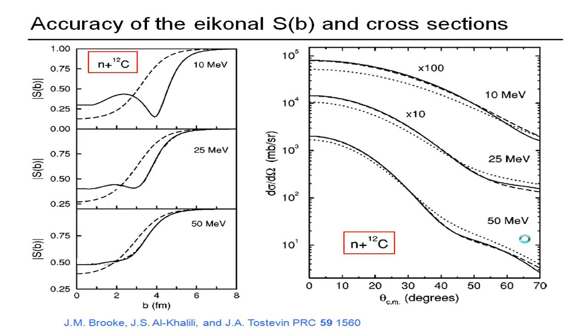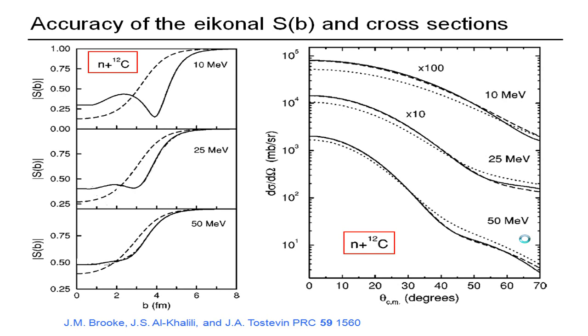So the dashed curve you should compare with the solid curve. Okay, at 10 MeV, the eikonal S matrix does not look much like the real one, and as you go up in energy, they're starting to converge on each other. And I'm suggesting that you might like to look at this at 50 and then look at 100 later on and compare and see how you're doing.